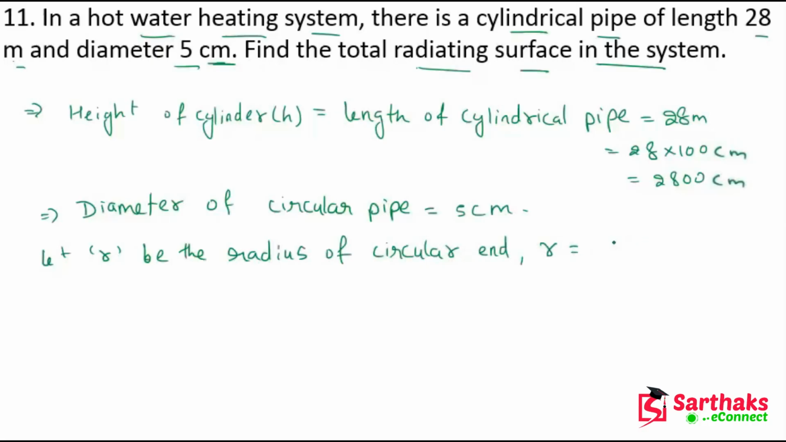R is equal to diameter upon 2. It means 5 upon 2. So you can write it as 2.5 centimeter. Okay, got it. Now with the help of this, we have to find the curved surface area of the cylindrical pipe.